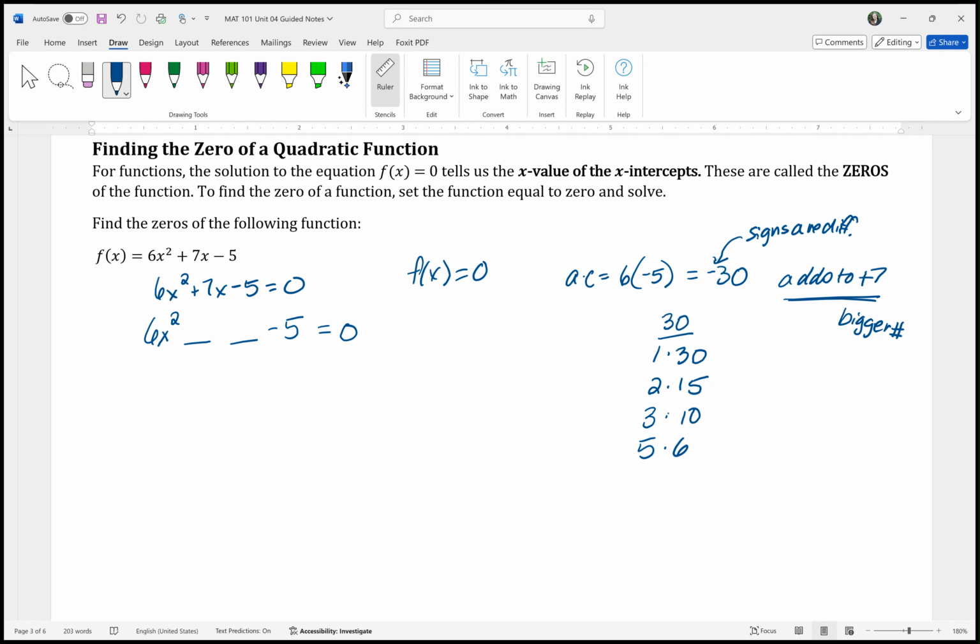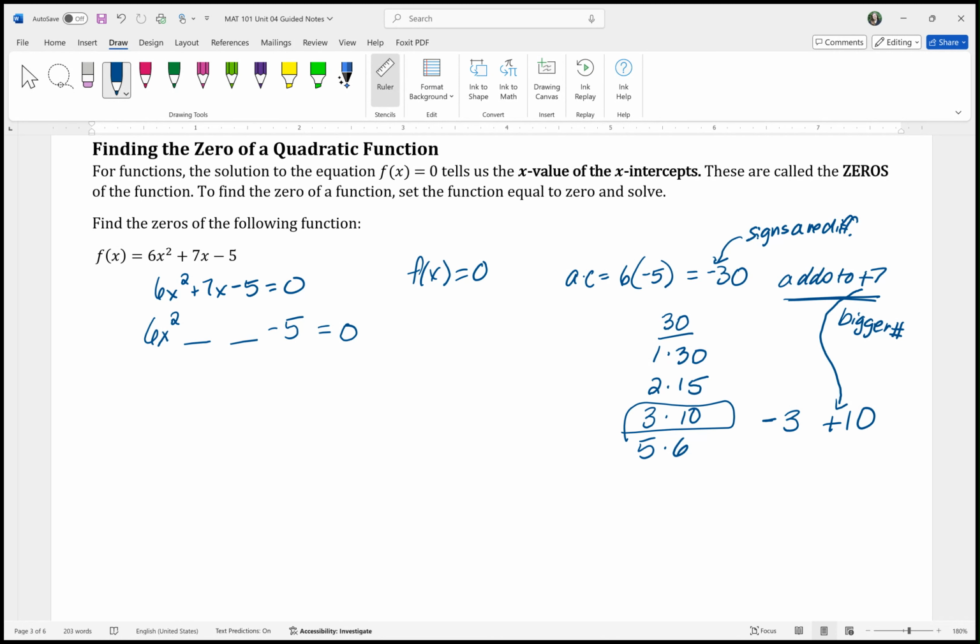So 1 and 30 is not going to work. 2 and 15 won't work because that's going to give you 13. And then 3 and 10 is going to give us that 7 that we need. But let's consider the signs. So again, our bigger number gets the sign of b. Our b is positive, so our bigger number 10 gets the positive, and we know our signs are different, so this needs the negative. And again, if you're not quite sure, just do the double check. The double check is, does it multiply to negative 30 and add to 7? And in this case, it does.